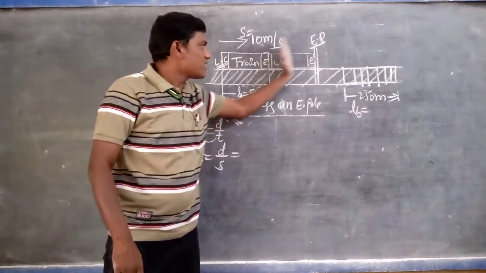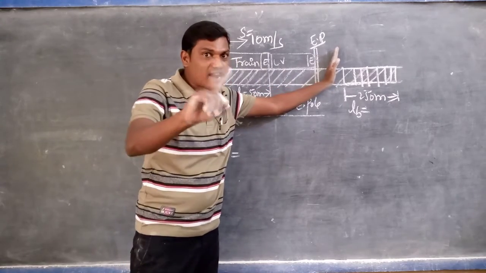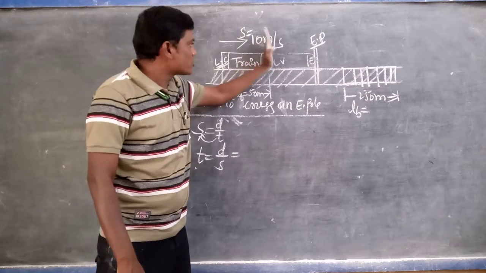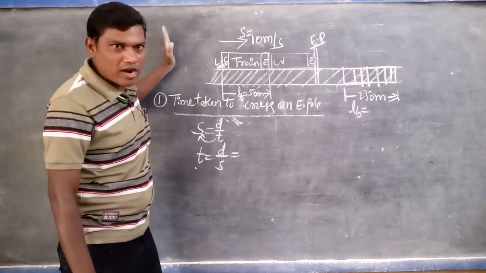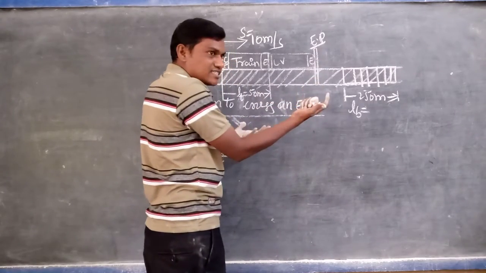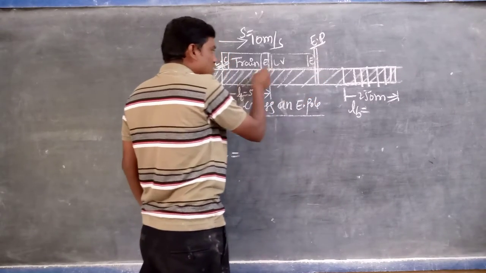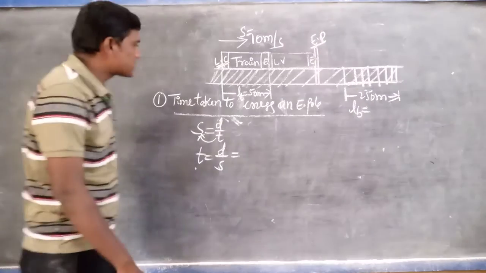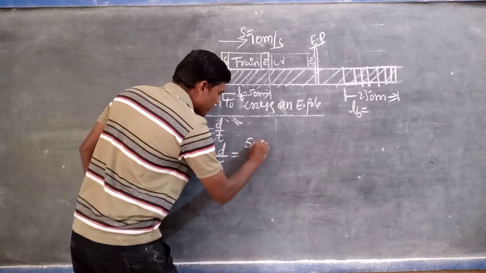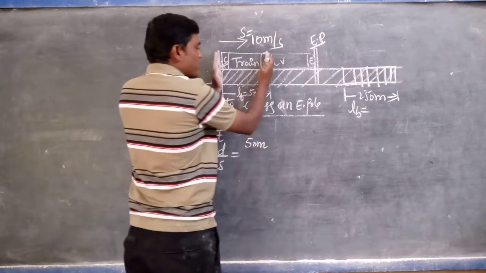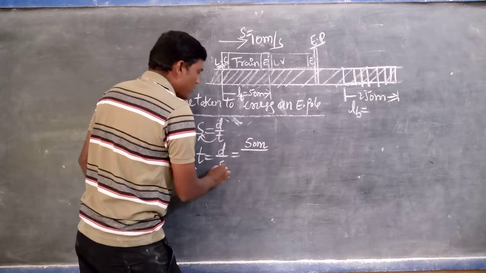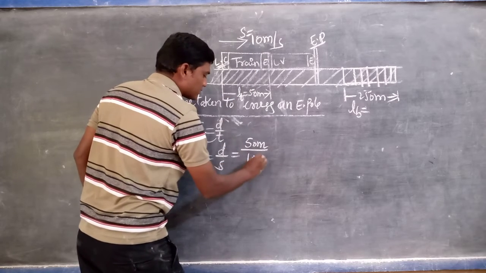If only the train engine crosses the electrical pole, that is not correct, because the train is from the engine to the last compartment. That's why we have not considered the length of the electrical pole, because its length or width is negligible compared to the length of the train. So the 50 meter length of the train crosses the electrical pole, upon the speed, which is 10 meters per second.